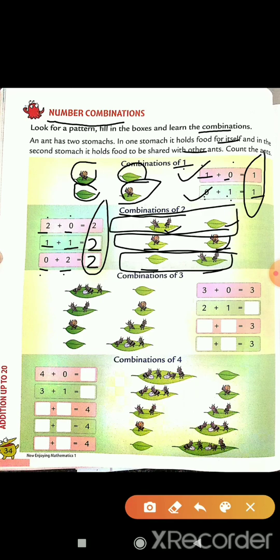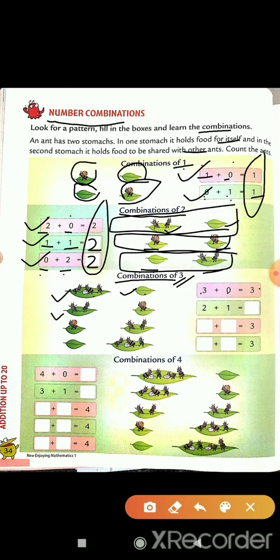So when we are finding the combinations of 2, the answer will be 2. So what are the combinations of 2? 2 plus 0, 1 plus 1, and 0 plus 2. Got it, students? Moving forward, combinations of 3. What will be the answer here? 3. So here first 3 ants, and here 0 ants, which means 3 plus 0 is equals to 3.